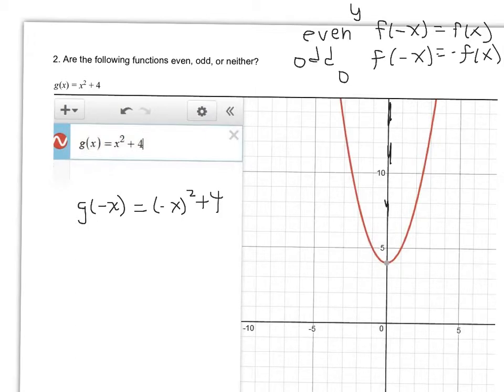So you have the graphical geometric check, and then you have the algebraic check. Both are very efficient. So negative x squared is x squared plus 4, which is right back to the original function g of x, because negative x squared is just positive x squared. So this is an even function.